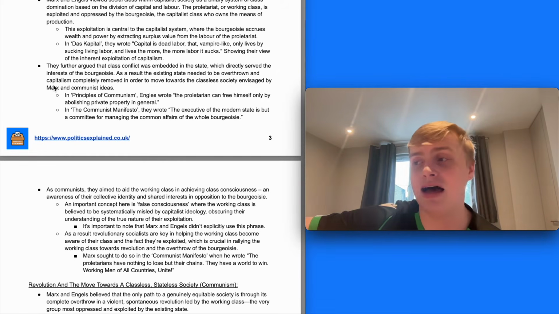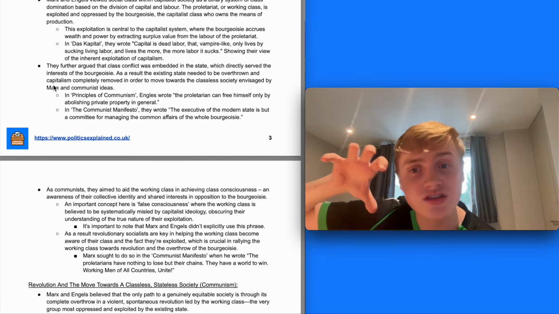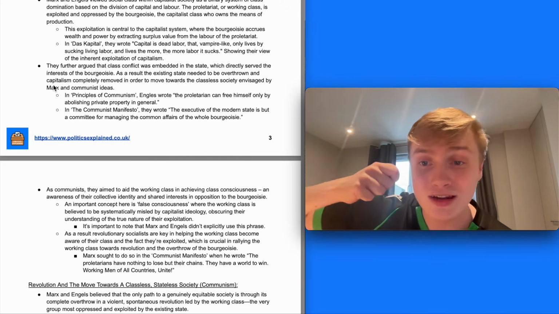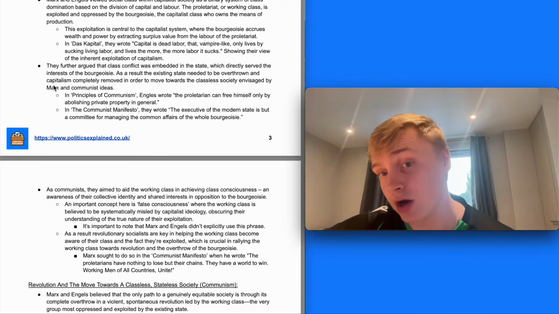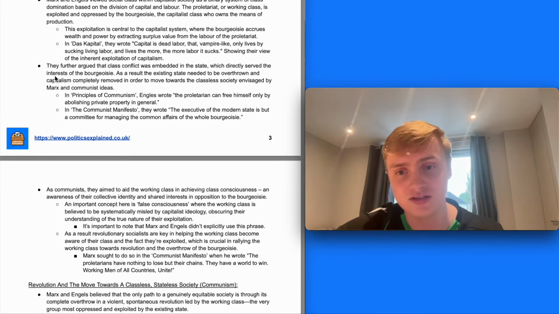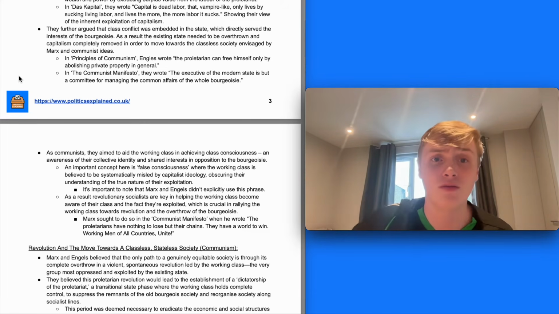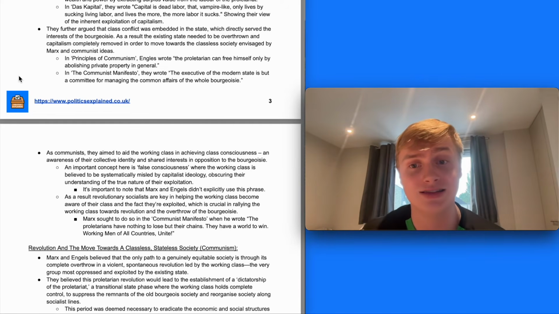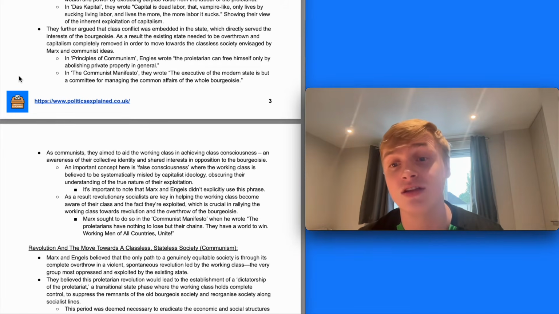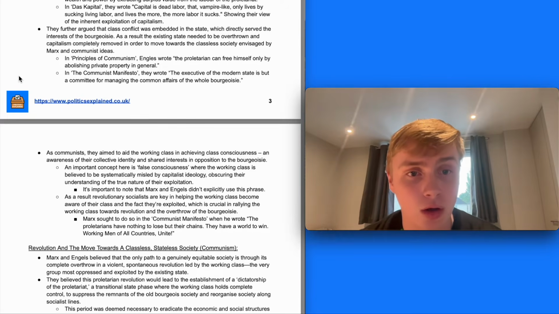And that suggests that this exploitation by the capitalist class, which owns the capital, owns the means of production, not only exploits the working class and the workers who don't own the means of production, it increasingly exploits them, which supports this idea of worsening and worsening conditions under capitalism. And they also argue that class conflict is embedded in the state, as the state inherently serves the interests of the bourgeoisie, and as a result, they believe that the existing state needs to be completely removed and capitalism completely removed through a violent revolution.